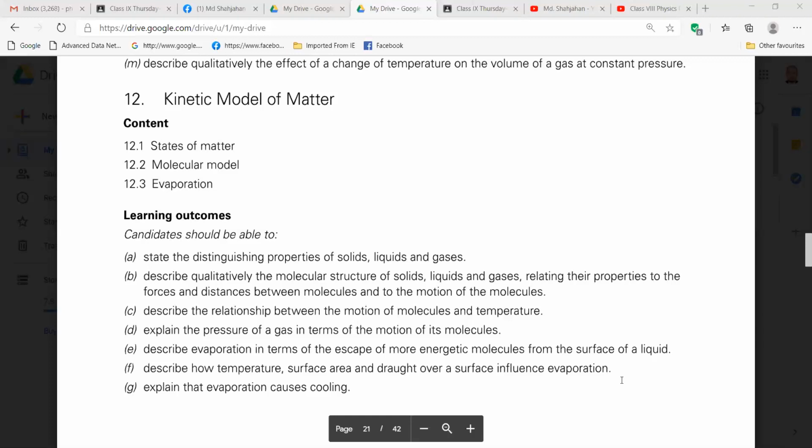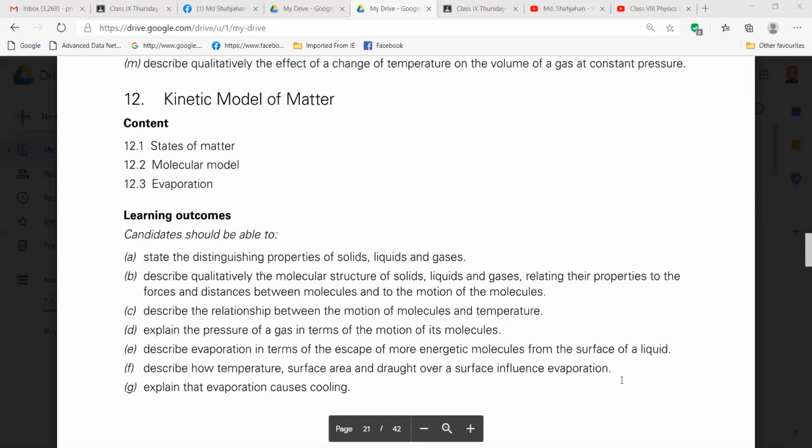Explain the pressure of a gas in terms of the motion of its molecules. Describe evaporation in terms of the escape of more energetic molecules from the surface of a liquid. Describe how temperature, surface area, and draught over a surface influence evaporation. Explain that evaporation causes cooling. Okay, great. So far, you can remember the information related to evaporation from your notes, and also the discussion in one class on distinguishing properties of solids, liquids, and gases.